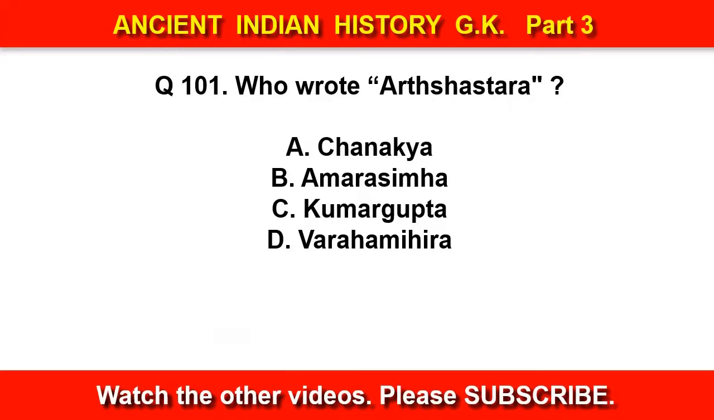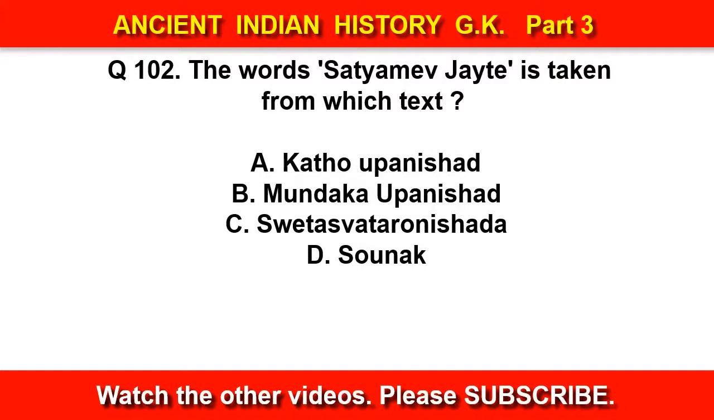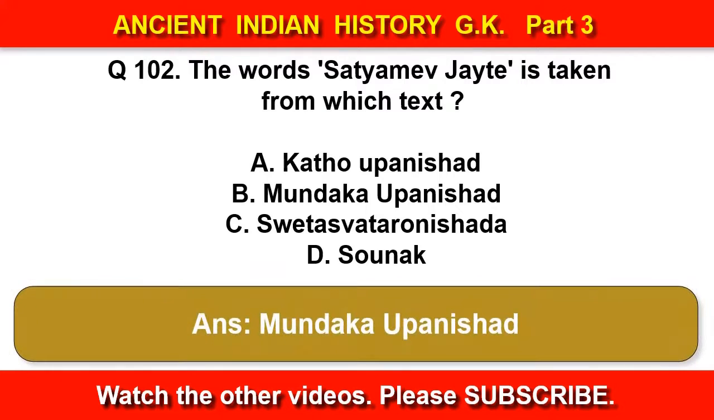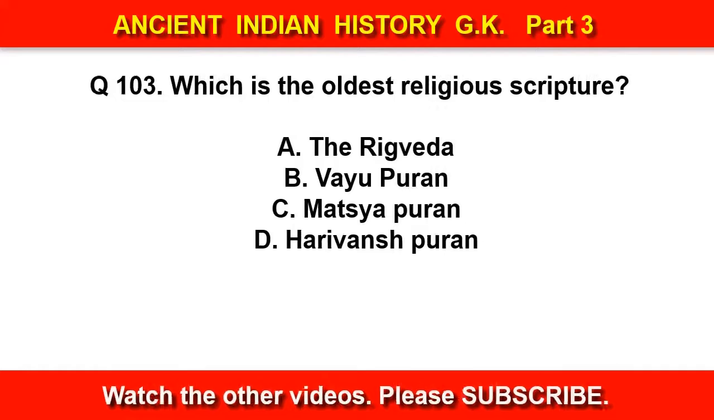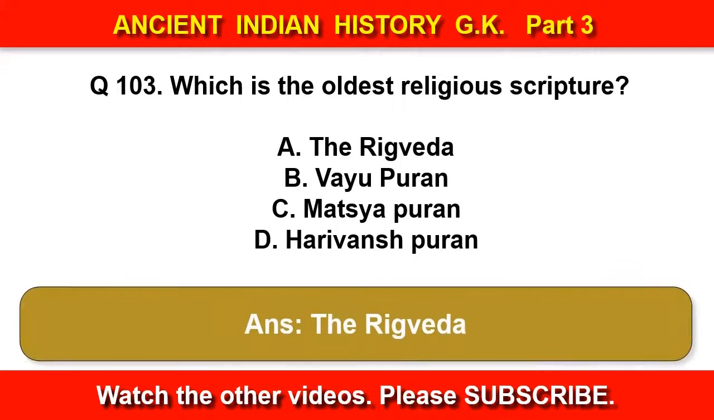Question number 101. Who wrote Arthashastra? Chanakya. The words Satyameva Jayate is taken from which text? Mundaka Upanishad. Which is the oldest religious scripture? The Rig Veda.